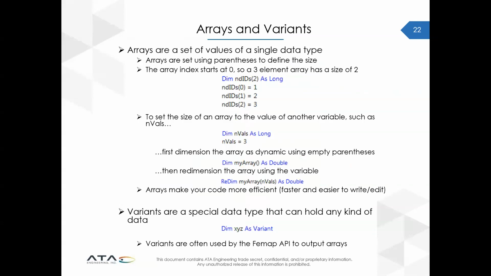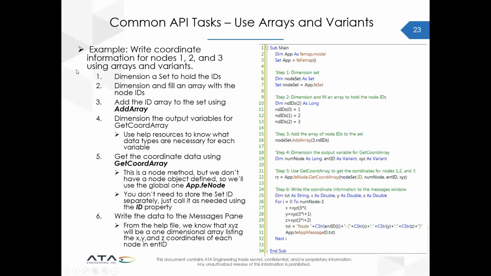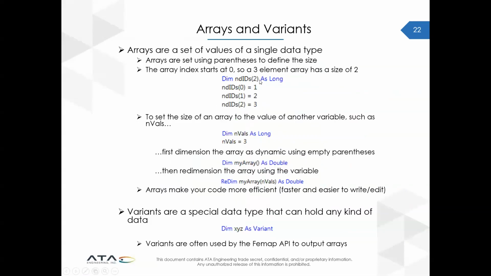They could be integers, they could be doubles, which would be like real numbers with a decimal place, that sort of thing. You define arrays by dimensioning and then adding in the array size in parentheses after the name. Arrays are indexed at 0, so if you want 3 elements in your array, it would have a size of 2. 0, 1, and 2 would give you 3 elements.